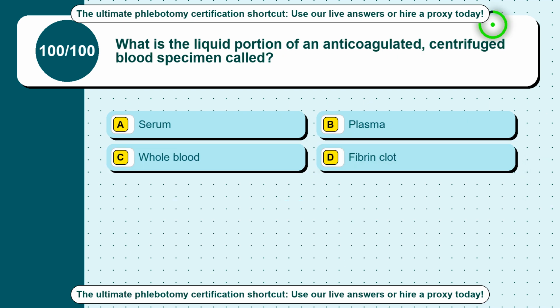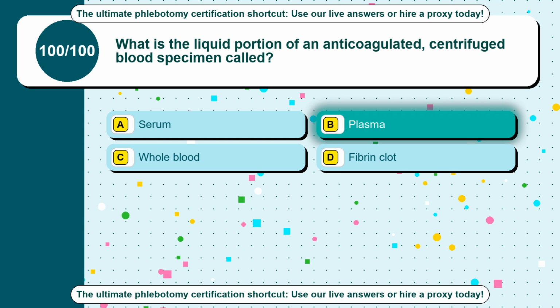Question 100. What is the liquid portion of an anticoagulated, centrifuged blood specimen called? Option A, serum. Option B, plasma. Option C, whole blood. Option D, fibrin clot. The correct answer is option B, plasma.